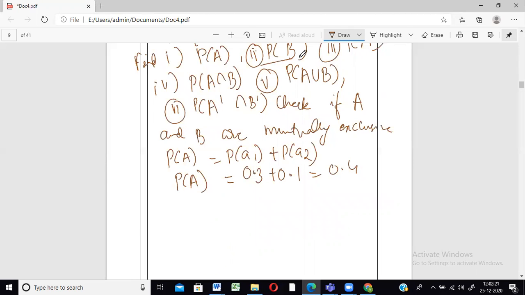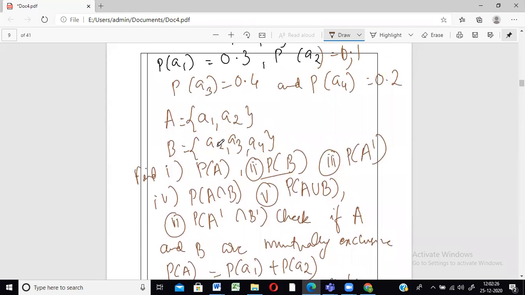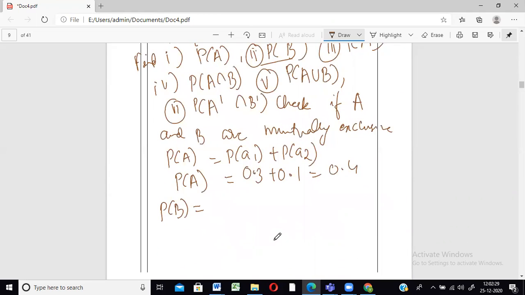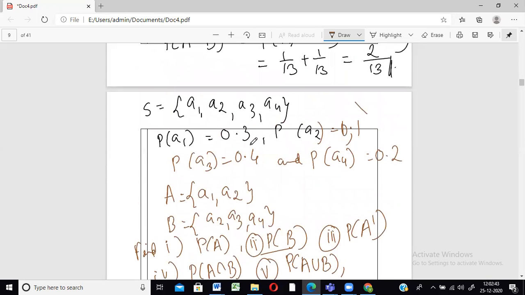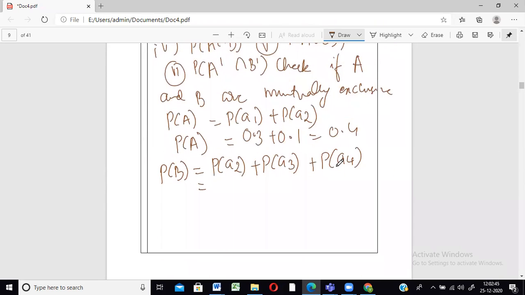Next question, they asked us to find probability of B. In B, which are the elements? In B you have A2, A3 and A4. So probability of B will be probability of A2 plus probability of A3 plus probability of A4. Adding up all the values, we get 0.1 plus 0.4 plus 0.2. So that comes to 0.7, correct? So that's the value of probability of B. Okay.